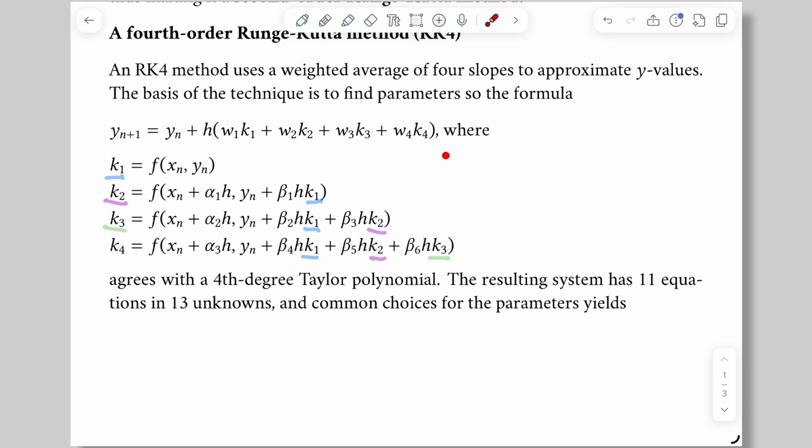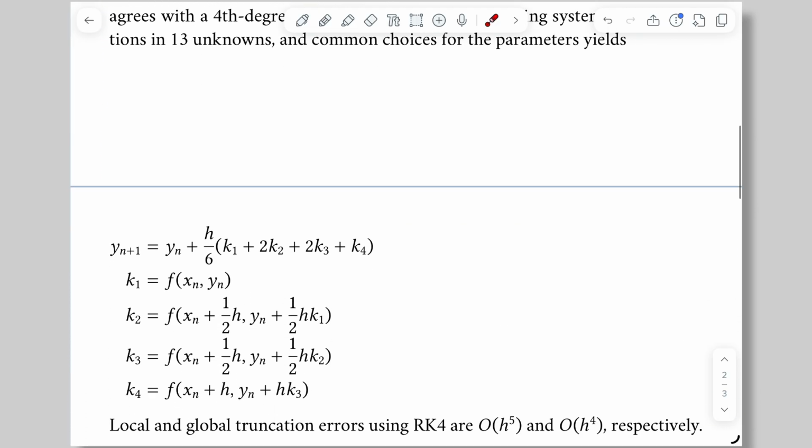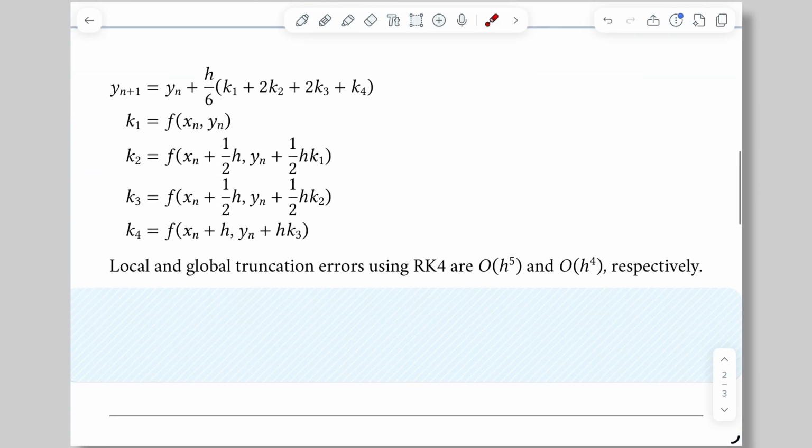In order to make this formula agree with a fourth-degree Taylor polynomial, we end up with a system that has 11 equations and 13 unknowns, which means there are parameters and the system doesn't have a unique solution. In other words, there's a choice that can be made, and folks have made this one particular choice to give us y sub n plus 1 is equal to y sub n plus h over 6 times k1 plus 2k2 plus 2k3 plus k4. I'm going to pause there. Notice the weights inside the parentheses would be 1 plus 2 plus 2 plus 1. That's 6. We're dividing by 6 here, so all the weights add up to 1.